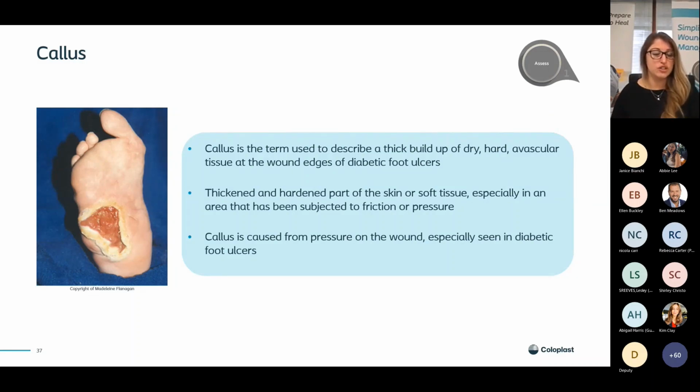So often we find callus on the feet from really ill-fitting shoes, and it's caused by pressure on that wound, and that's why we often see it in diabetic foot ulcers. Patients with diabetic foot ulcers often don't have the feeling in their extremities that everybody else does, and can be stood on something for a long period of time without realizing it, causing injury to the tissues in their feet.